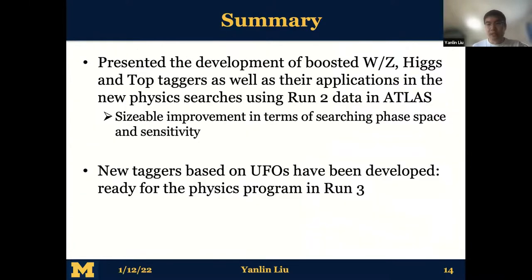Okay, then on slide 14, to summarize, I have presented the development of boosted W and Higgs taggers and also the top taggers, as well as their applications in the new physics searches based on the Run 2 data set in ATLAS. We can see there's a pretty large improvement in terms of the search phase space and the sensitivity. The new taggers based on UFO jets have been developed, and they will be ready for the physics program in Run 3. So stay tuned. That's all I have. Thank you.